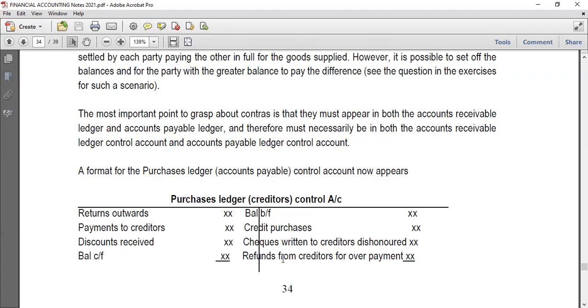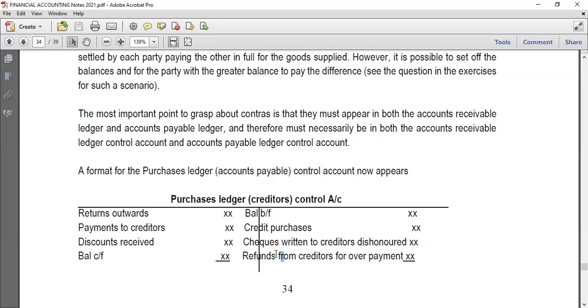The other is refunds from creditors for overpayment. Similar to the sales ledger control account, we had refunds back to the debtors for overpayment. In that case, if there's an overpayment, then we have to come and debit our debtors account, because when we are paying, we actually credited. Now, when it comes to creditors, every time you pay your creditors, you debit your creditors account, because it is when you pay them that it reduces how much you should pay them, the net balance.